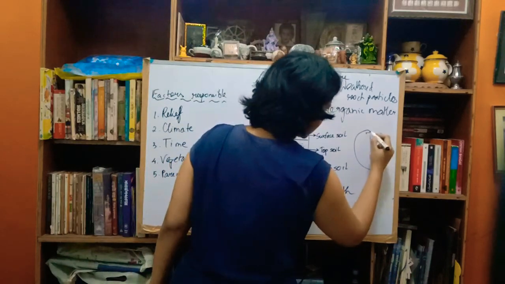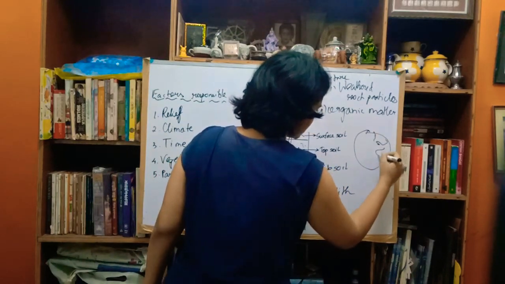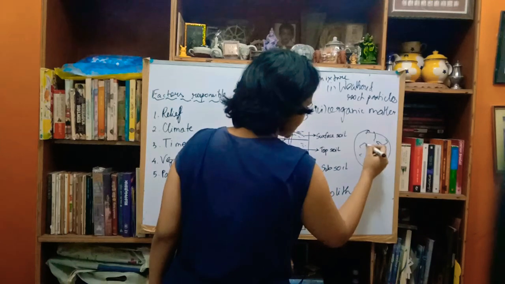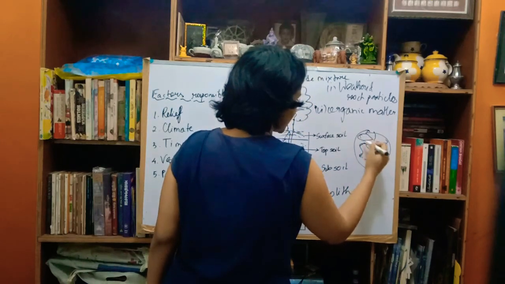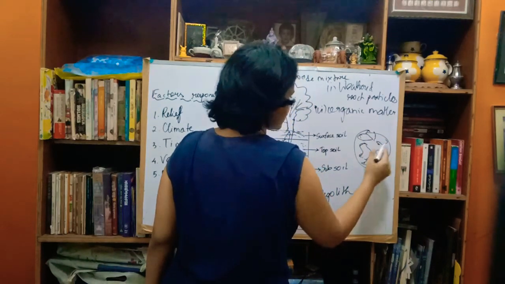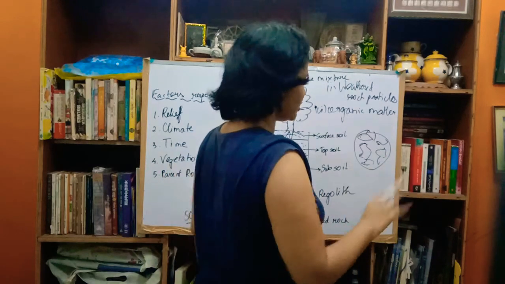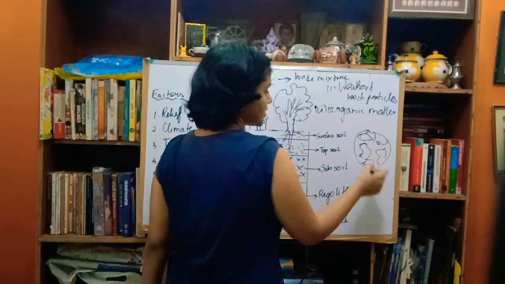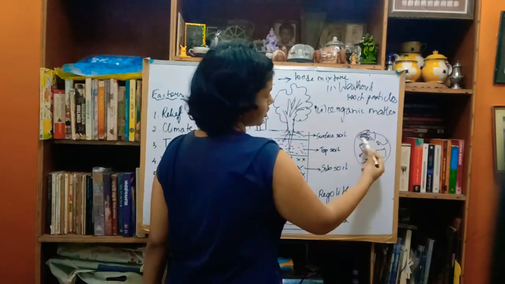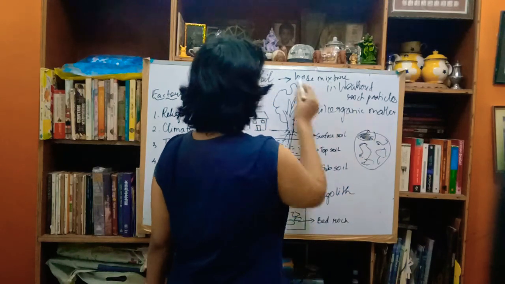This is the Earth. These are maybe the continents. Let's take it like this. Just an imaginary drawing, please. This is the continent. So this surface of the continent is covered with this soil.